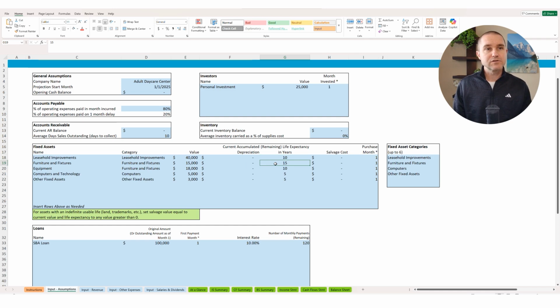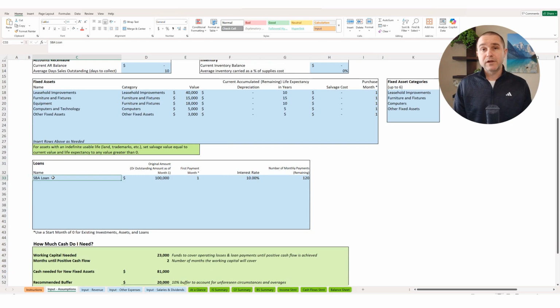Maybe the furniture and fixtures will last 15 years, so we'll depreciate this $15,000 of furniture and fixtures over that time period, right? And we set the purchase month for all of these to month 1, kind of at the beginning of the startup, okay? We are going to assume we're going to get an SBA loan as well. So maybe get an SBA loan for $100,000. It's going to help cover these startup costs, but also maybe provide some additional working capital.